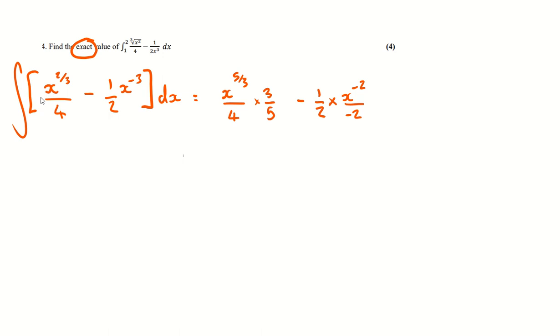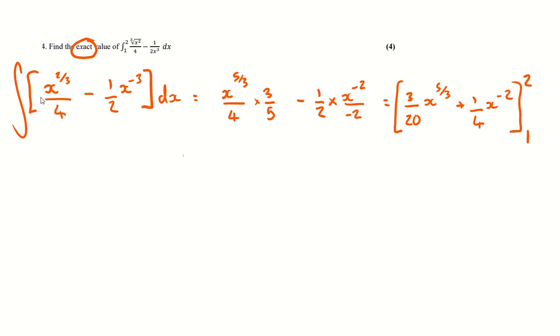It's okay for it to be a little bit mucky at this point. We're going to tidy it up now. So we're going to get 3/20 x to the power of 5/3 plus 1/4 x to the power of -2. That thing is what we're going to integrate with.